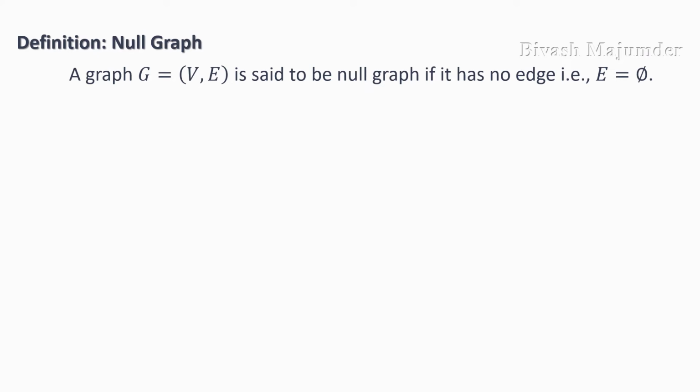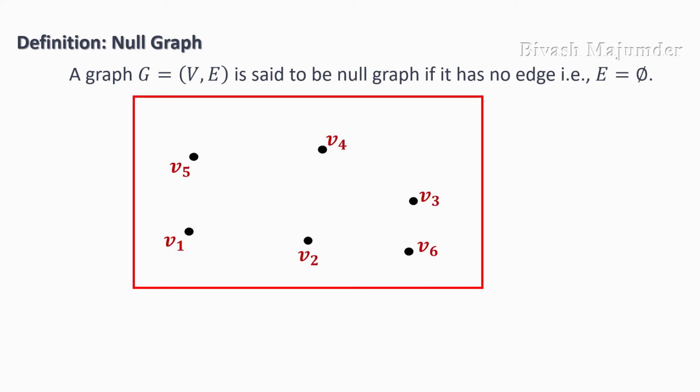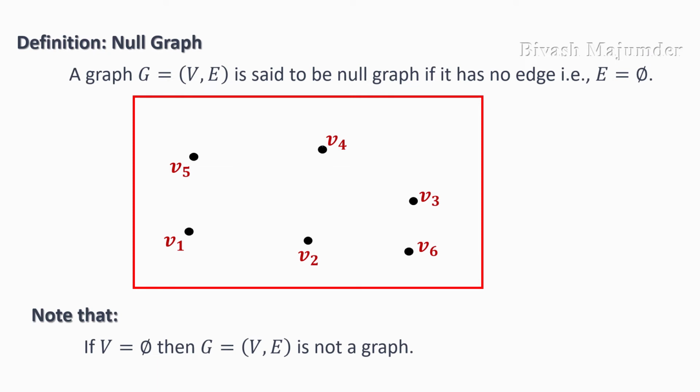A graph G is said to be a null graph if it has no edge, i.e., the edge set is a null set. In this picture, you can see 6 vertices, but there are no edges. This type of graph is called a null graph. Also note that there is no possibility of a graph with no vertices.